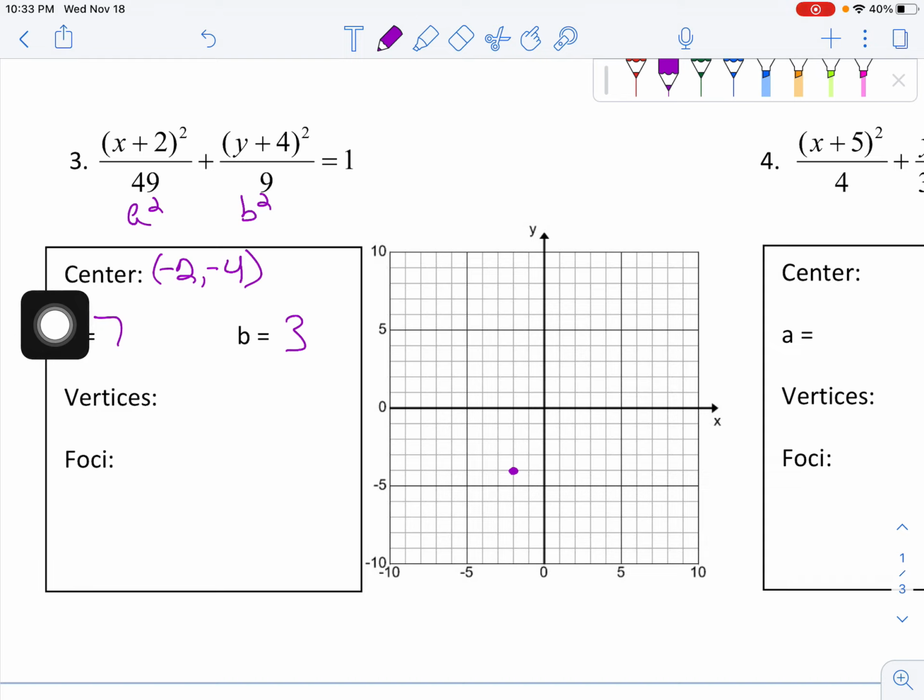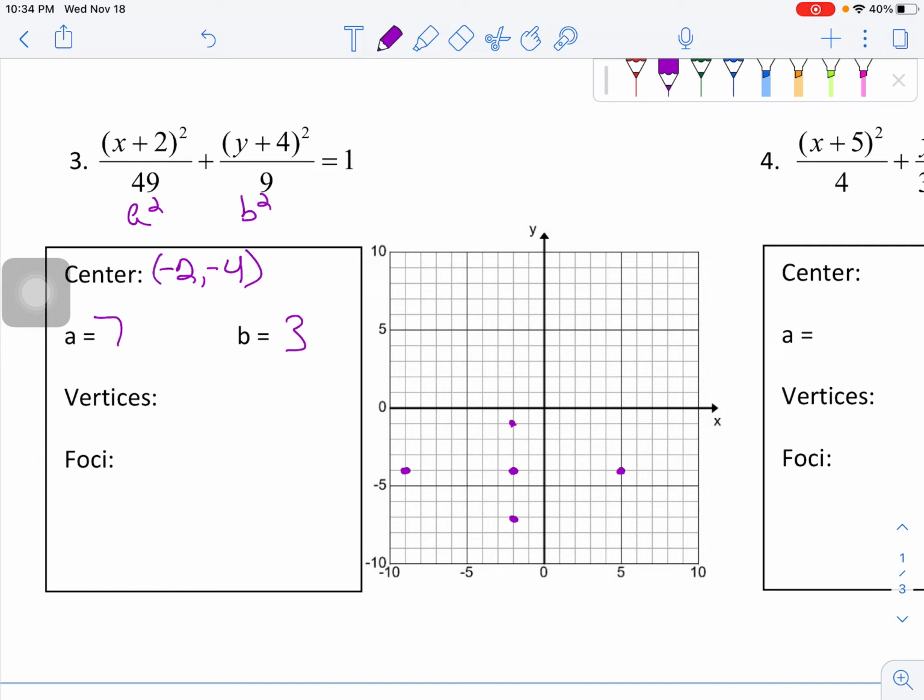The a value, the larger denominator, is underneath x, so I'm going to count 7 left and right off of my center, and I'm going to count 3 up and down. So 2, 7. That makes 7 there. All right, and then 3 up and down. So 1, 2, 3, 1, 2, 3.